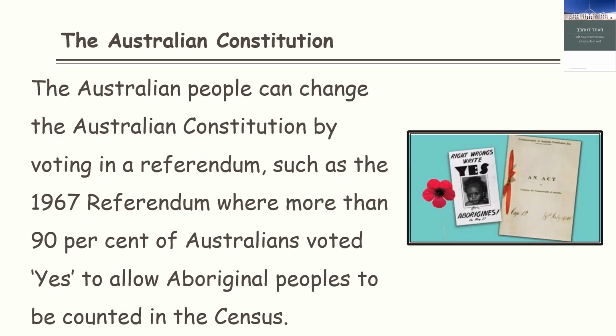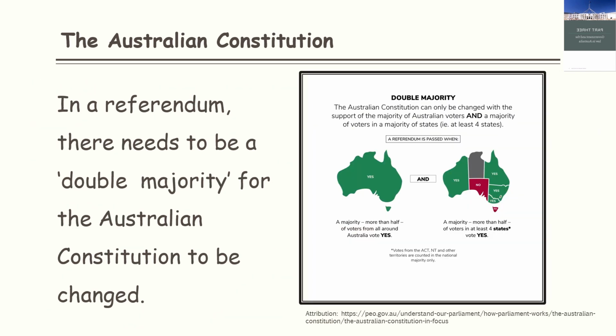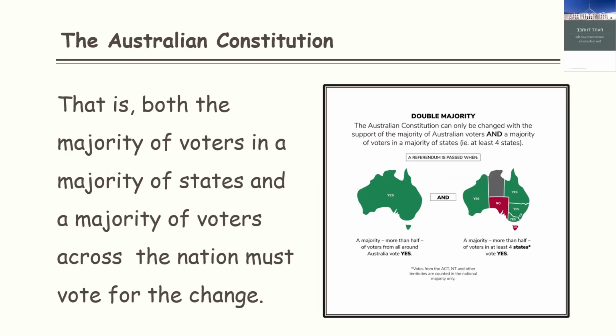The Australian people can change the Australian Constitution by voting in a referendum, such as the 1967 referendum, where more than 90% of Australians voted yes to allow Aboriginal peoples to be counted in the census. In a referendum, there needs to be a double majority for the Australian Constitution to be changed. That is, both the majority of voters in a majority of states and a majority of voters across the nation must vote for the change.